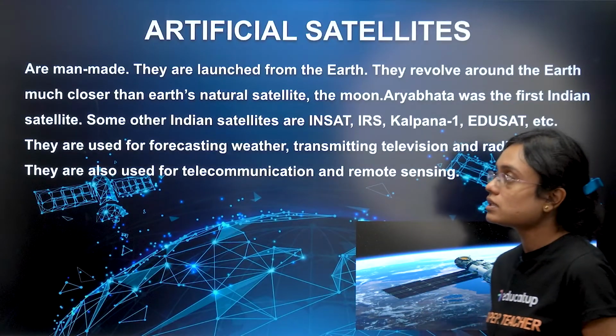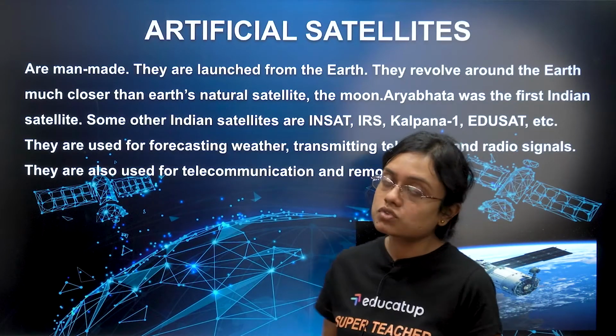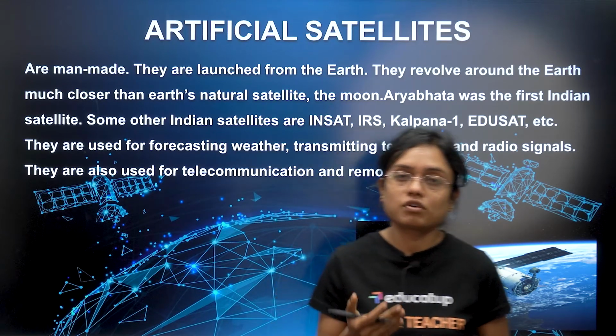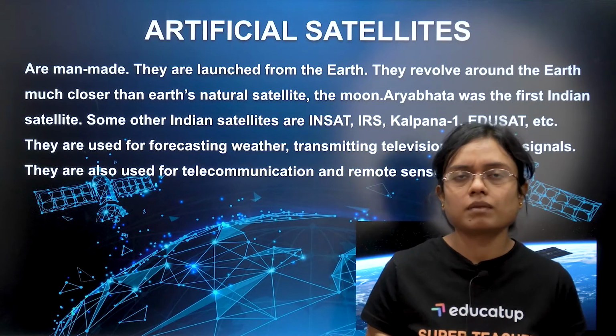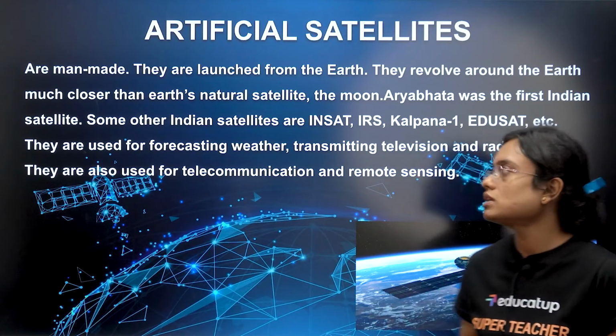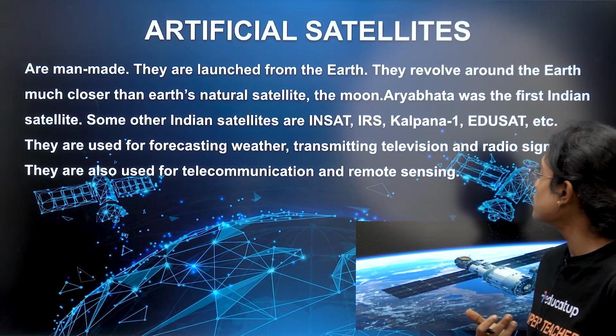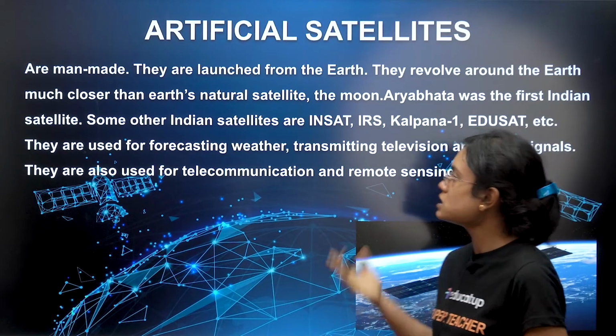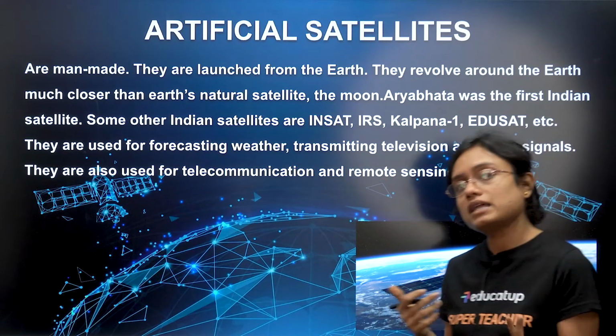Then artificial satellites are man-made satellites. They are launched from the Earth for different reasons, like for weather forecast and many other things. Aryabhat was the first Indian satellite. Some other Indian satellites are INSAT, IRS, Kalpana 1, EduSat, used for weather forecasting, transmitting television signals, mobile signals, and all these things.